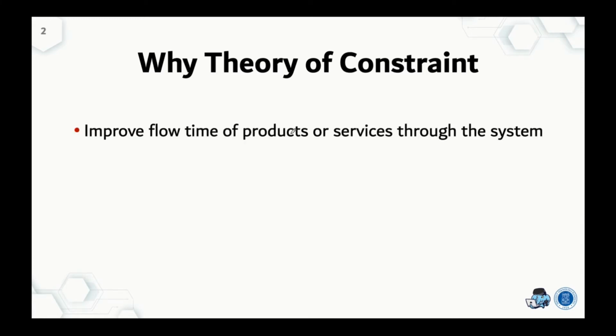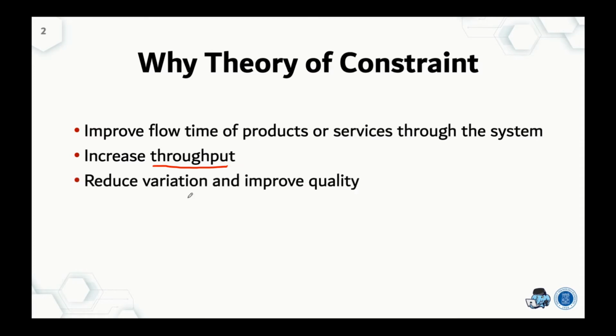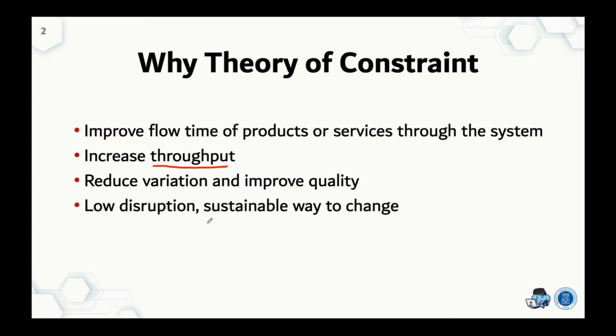Why do we use the theory of constraint? Because this theory makes us able to improve the flow time of product or services through the system. We can increase the throughput, which is output per unit time, and we can also reduce the variation and improve quality by focusing on the constraint or the bottleneck. We can create a system with low disruption, and this is also a sustainable way to change.